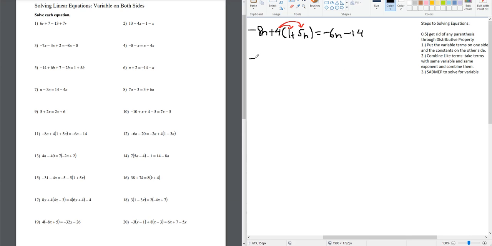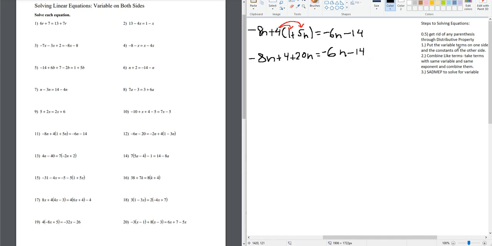So I end up with negative 8n plus, because this is a positive 4, so positive 4 times 1 is 4. Positive 4 times 5n is 20n is equal to negative 6n minus 14.